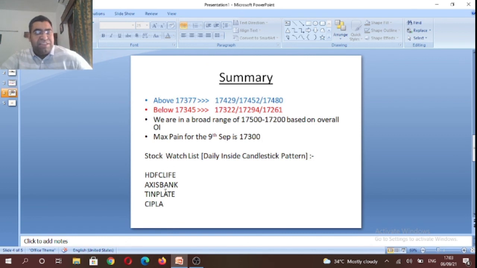And we have already discussed our stock watch list, which comprises inside candlestick pattern stocks. The stocks are HDFC Life, Axis Bank, Tinplate and Cipla. And I have already shared the levels which would trigger our potential entries in these stocks.